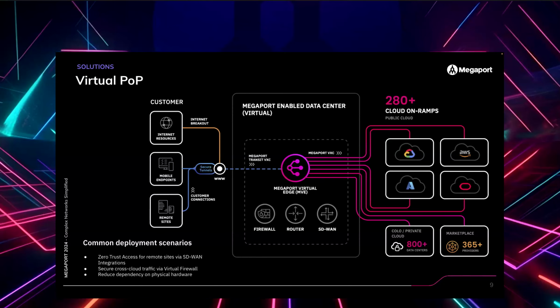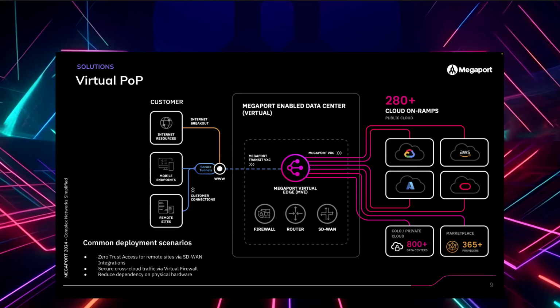So that could be Palo, it could be Cisco, it could be VMware. And we install a license of that provider or that vendor on our compute. And then a customer can build IPsec tunnels to get to the MVE, and then build those layer 2 connections to get to the cloud. It can also be used for cloud-to-cloud connectivity, just like what I was showing you in the MCR.